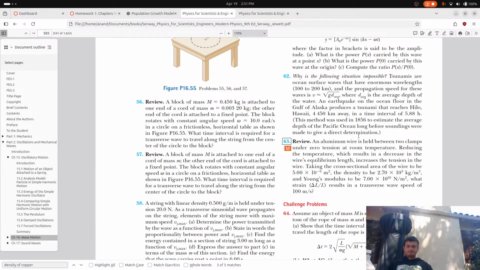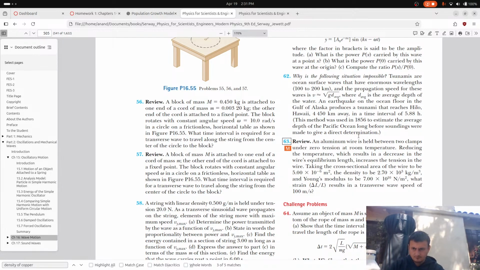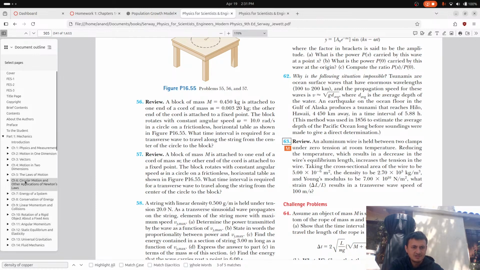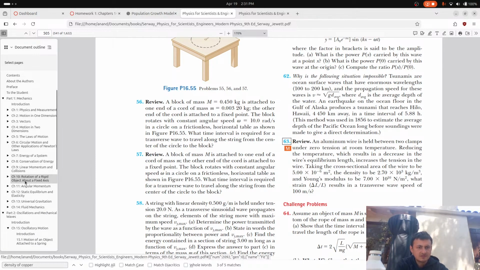Okay. Reducing the temperature, which results in an increase of the tension, taking the cross-sectional area of the wire to be blank, the density to be this, and the Young's modulus. What the hell? Why is she assigning this? We didn't even go over this.